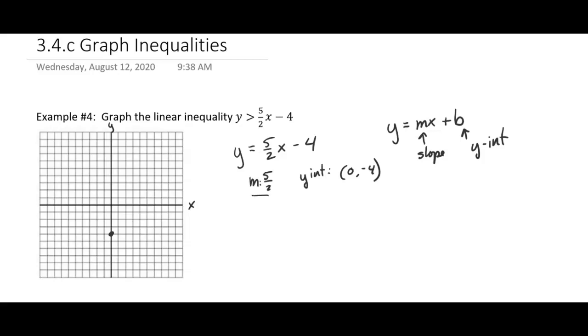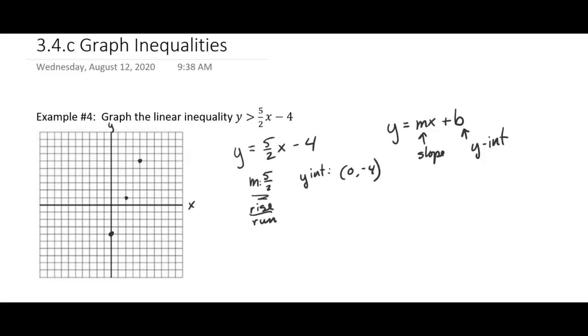Then we can use the slope to count. Maybe you remember rise over run. So you're going to count up 5: 1, 2, 3, 4, 5, and to the right 2. And you can keep doing that. Up 5, 1, 2, 3, 4, 5, and to the right 2. I'm kind of out of room, but that's 3 points, so that's nice. Then we're going to draw a line that connects those points.